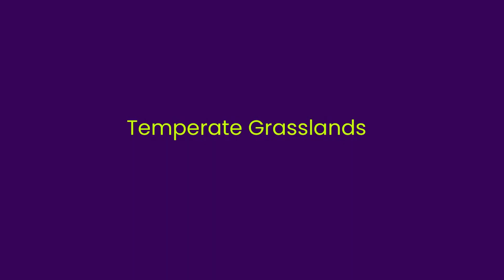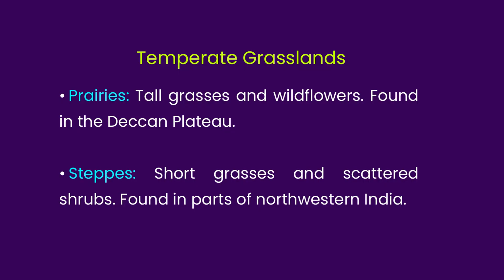Next is temperate grassland. India's temperate grasslands are less extensive but can be found in certain regions. Next one is prairies. Tall grasses and wildflowers are found in the Deccan plateaus. Next one is steppes. Short grasses and scattered shrubs are found in parts of northwestern India.